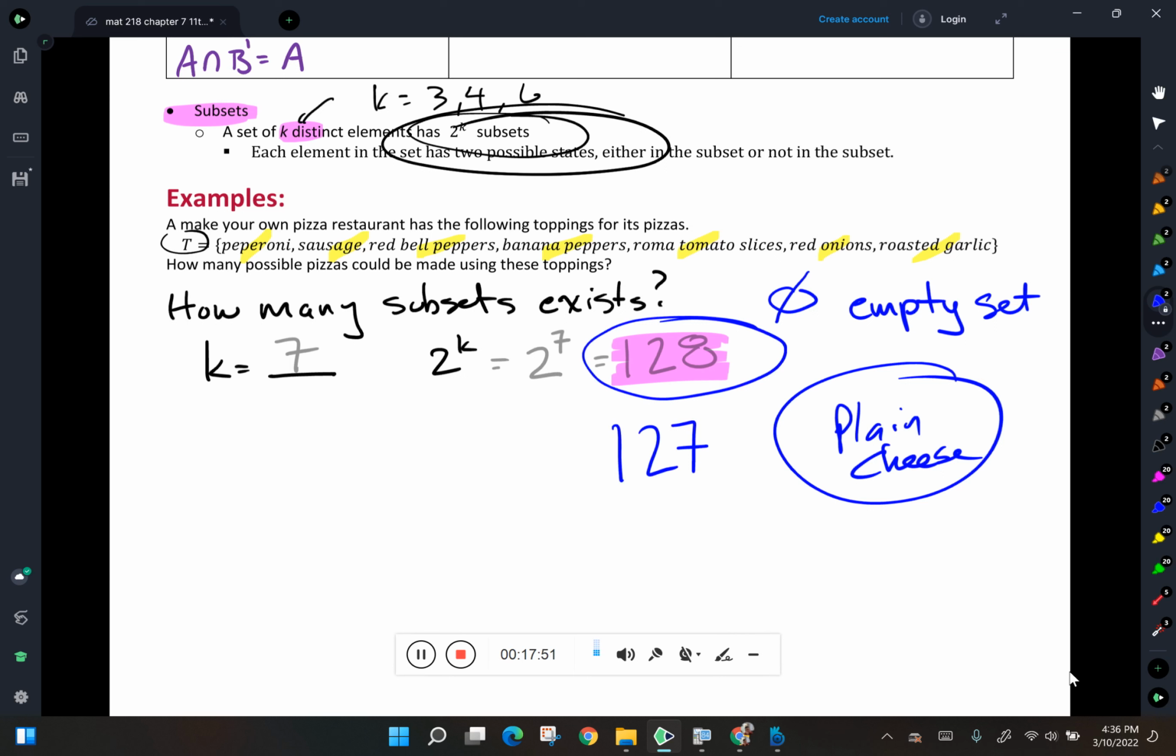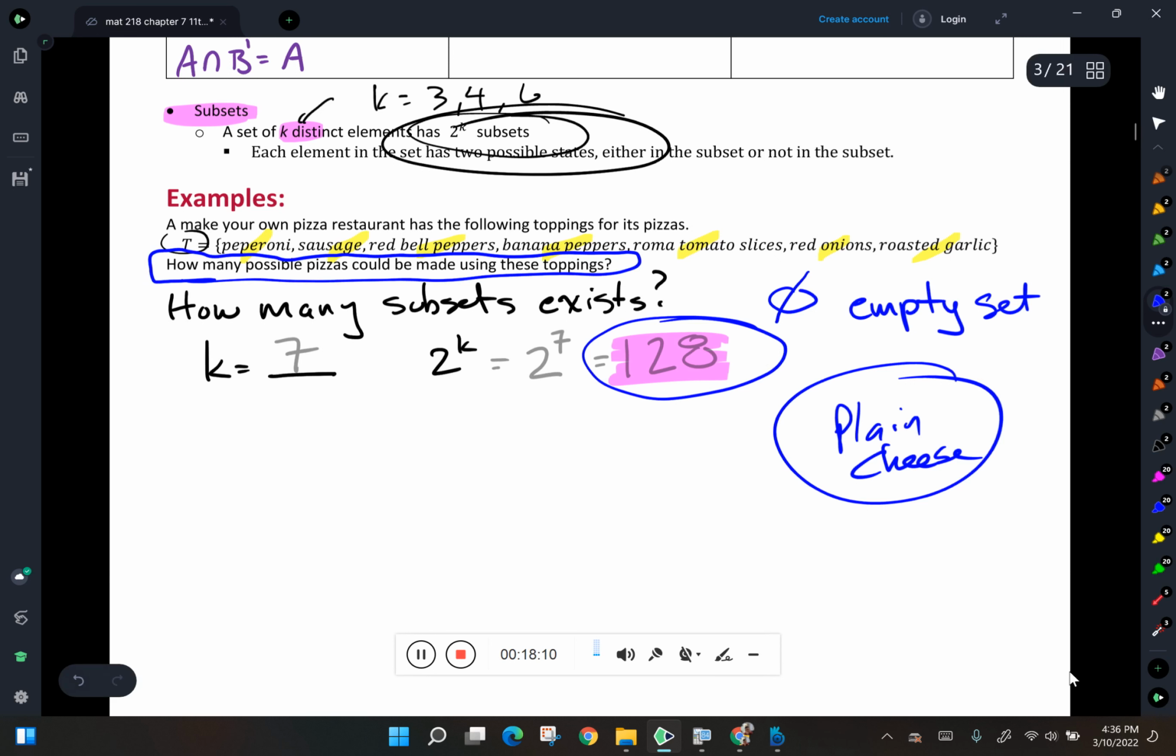And it's all going to be how you determine what's being asked here. Does this question imply that I have to use a topping? Or can I just simply say I want a cheese pizza and then I wouldn't have any of those toppings? Now, me personally, I think that it's okay to have a cheese pizza, a plain cheese pizza. And so I would say that there are 128 of these.